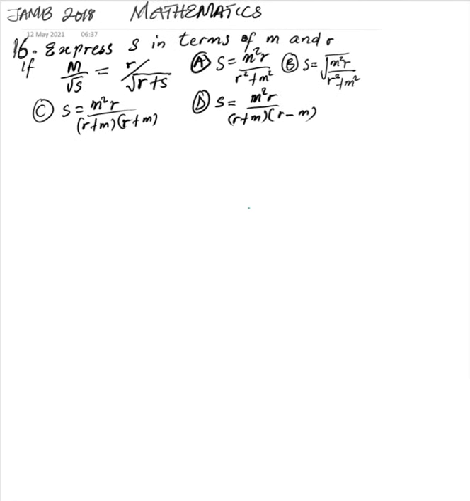JAMB 2018 Mathematics, question number 16. Express S in terms of M and R, if M over root S is equal to R over root R plus S. In other words, we are expected to make S the subject of the formula in the expression M over root S equal to R over root R plus S.